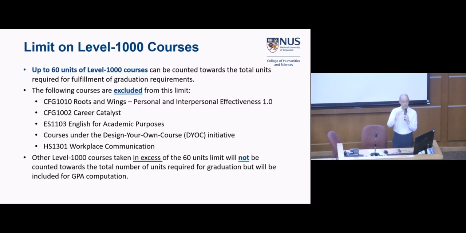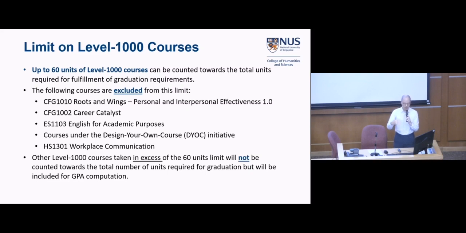First of all, the 100 units requirement for graduation. But there's one limit on that, which is the limit on the number of level 1,000 courses you can take, right? So there's a limit of 60 units of level 1,000 courses that you might take, right? So for example, if you fill in all your UE space with 1,000 level courses, that wouldn't work because not all would be counted towards your graduation requirements, right?